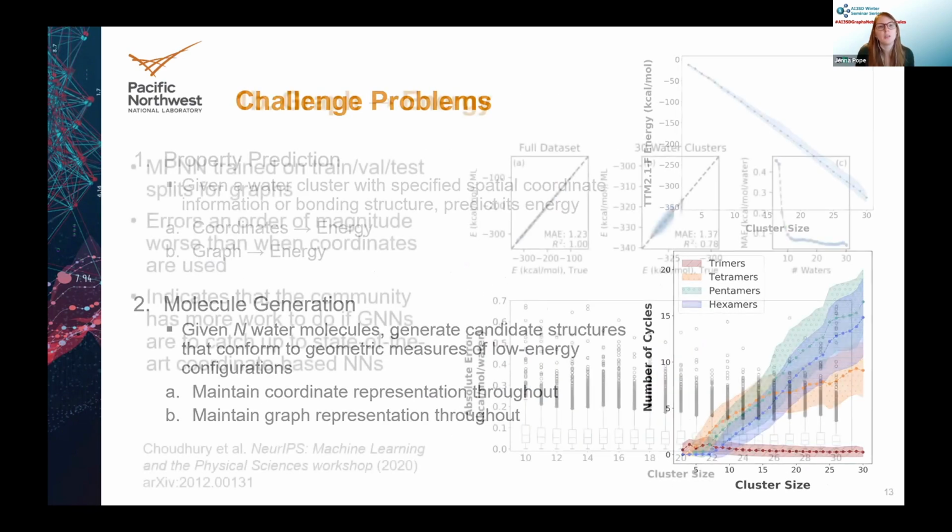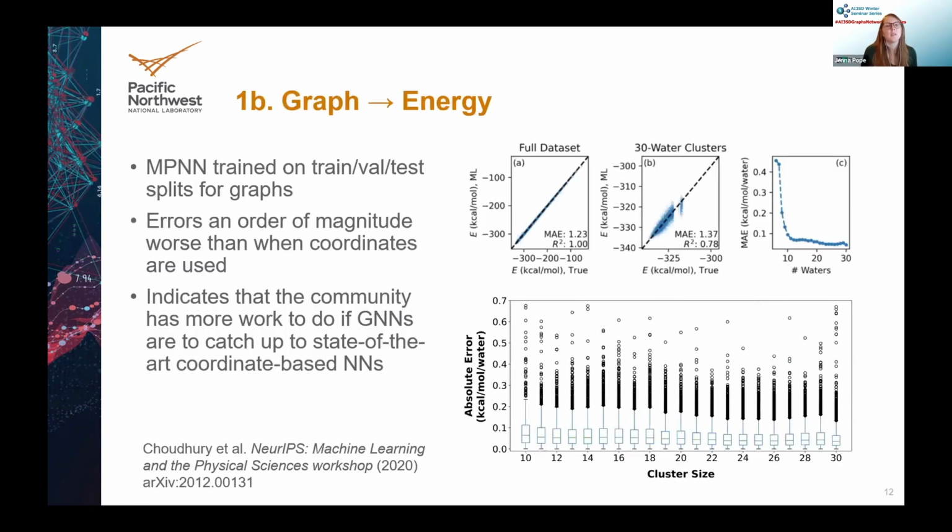But what if we want to work in graph space? So we implemented a simple message passing neural network and trained it on the full splits for the atomic graphs given in our HydroNet database. And even though this network was trained on a larger data set than we used for the coordinate-based approach, the errors were about an order of magnitude higher, and the error was even higher for small clusters with less than 10 water molecules.